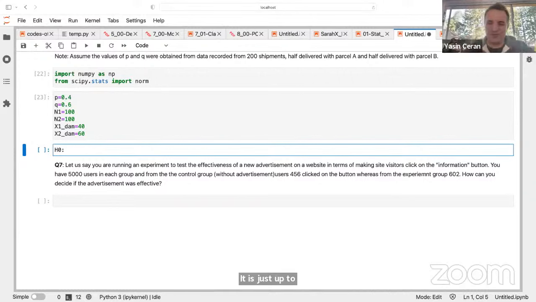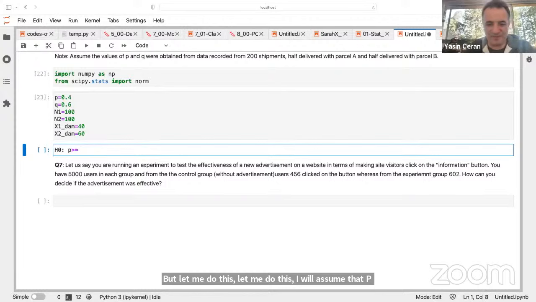But let me do this. I will assume that P is greater than Q. Again, it is up to us. You can do the other way. It's the same thing.